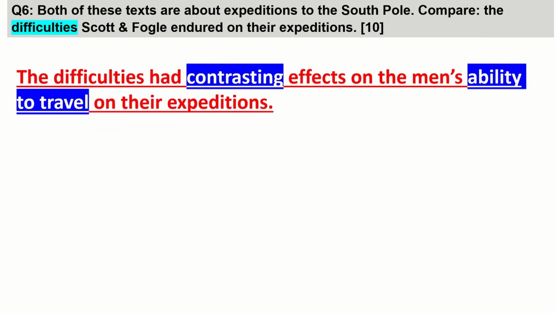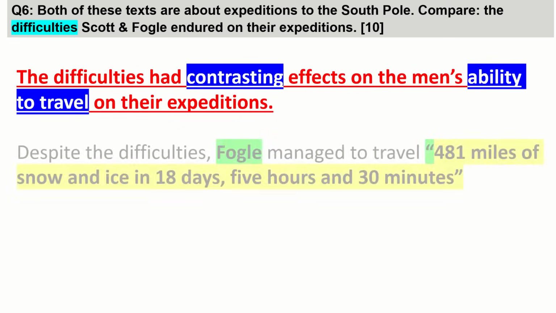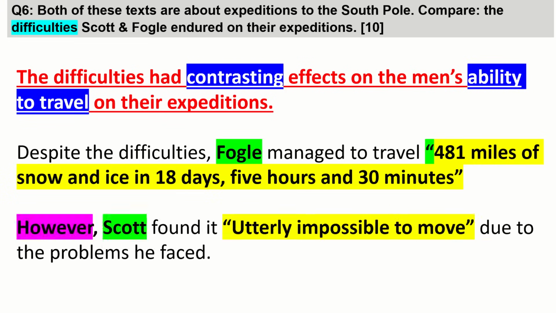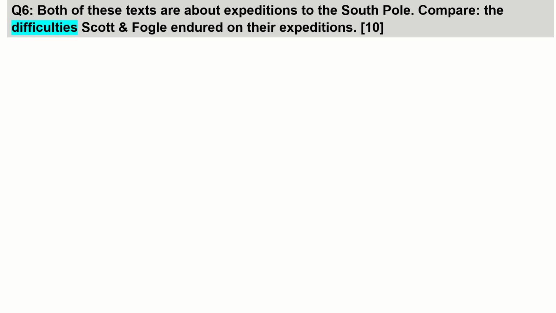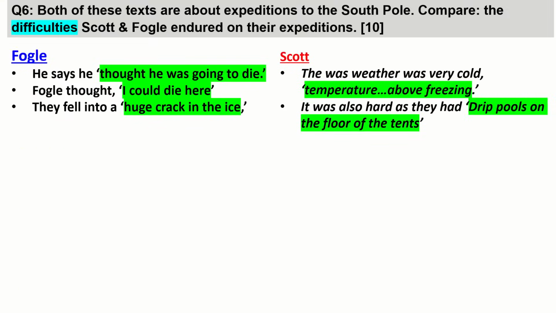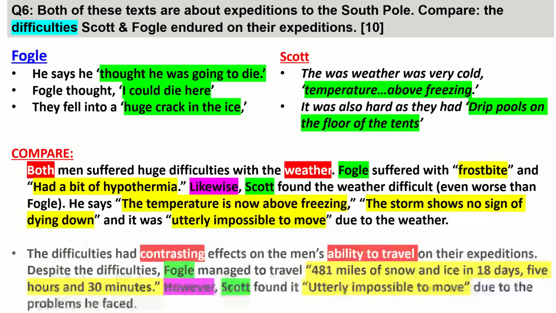So another one, this time I'm doing a contrast. The difficulties had contrasting effects on the men's ability to travel on their expeditions. Despite the difficulties, Fogel managed to travel 481 miles of snow in 18 days. However, so I'm showing a contrast. However, Scott found it utterly impossible to move due to the problems he faced. And in a perfect world, you could do a mixture. So like I say, grades 4 and 5, I would say get your quotes in first. Then if you're looking for higher grades, or if you've got a bit of extra time, do the ones where you compare and maybe explain.